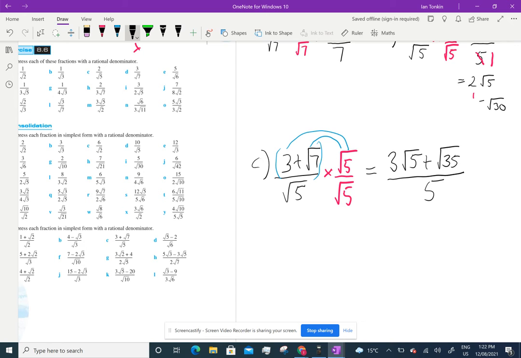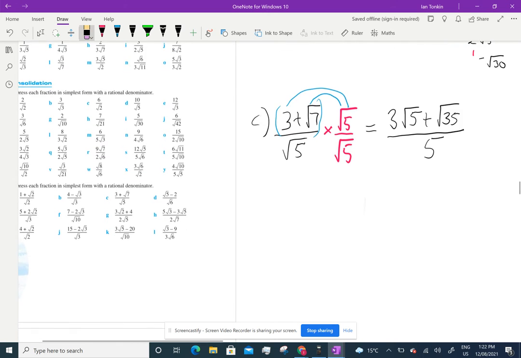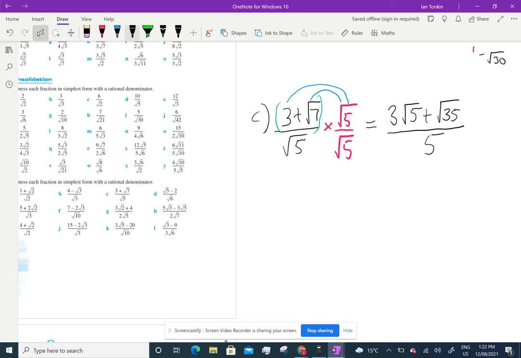Now, you don't go trying to cancel anything now. Be very careful. These two are added, and you can't cancel. I can't cancel anyway. There's nothing that goes into those. I can't pull anything out. I suppose I could do a little bit of factorising, but I'm not going to. I'm just going to leave it like that. So that's 3c. Let's have a go at 3g.